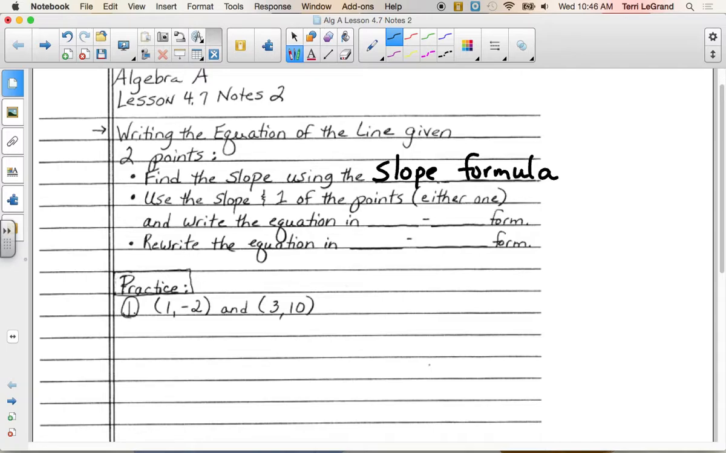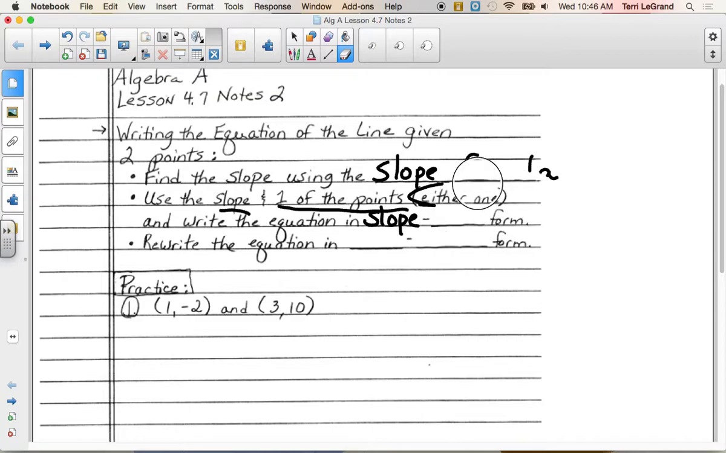Yeah, we're going to use our slope formula first. Then we're going to take that slope that we get, and one of the points, and notice what it says, either one. It does not matter. You get to pick. You look at them and you say, I like you better. Use that one then, okay? And we're going to write the equation in that form that Trey gave us, slope-intercept form. Okay, I got to do a better job with that than I just did.